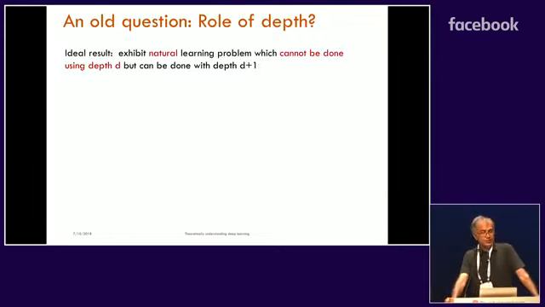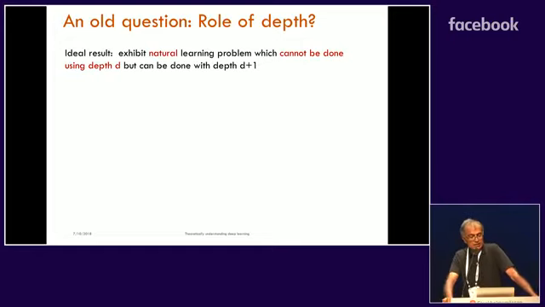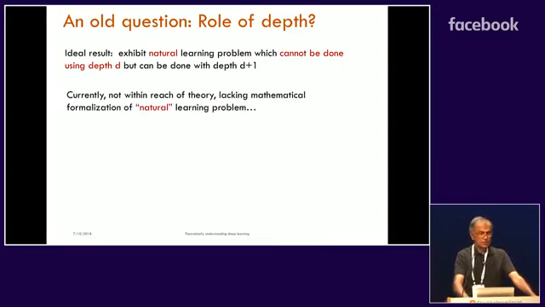So there's an old question, role of depth, going back to the 50s, as I alluded to, days of perceptron and so on. What's the role of depth? And the ideal result would be to exhibit natural learning problems which cannot be done using depth D, but can be done with depth D plus 1, let's say. So those kinds of questions are very difficult already.